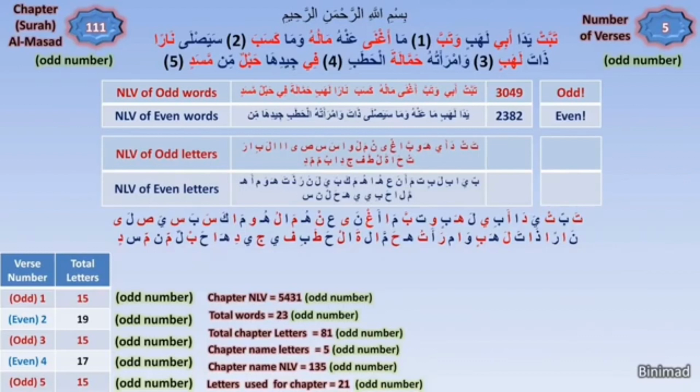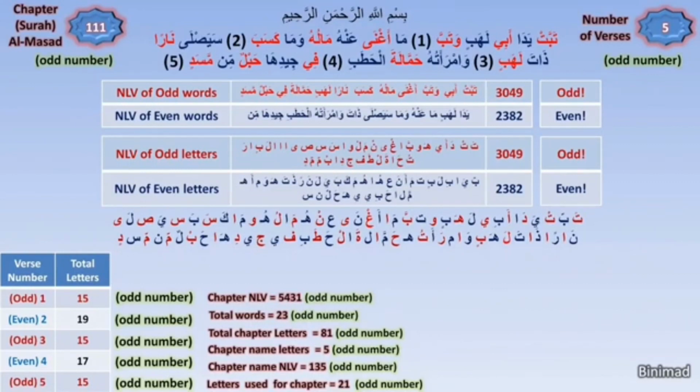We find that the total numerical value of all odd letters in the chapter is not only again in perfect harmony an odd number, but exactly the same as the numerical letter value of all odd words. Yes, it is 3,049. Of course, as you guessed it, the total numerical value for all even letters is 2,382, which again is not only also an even number, but exactly the same as the total numerical value of all even words. Subhanallah. This is stunning and beyond human capacity.